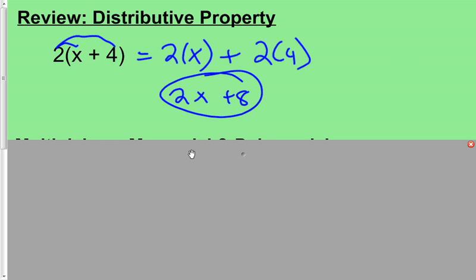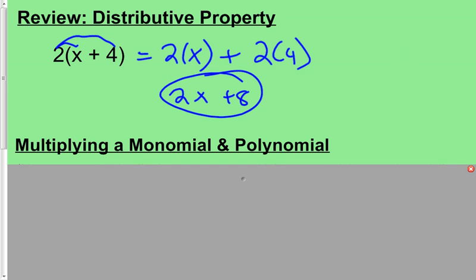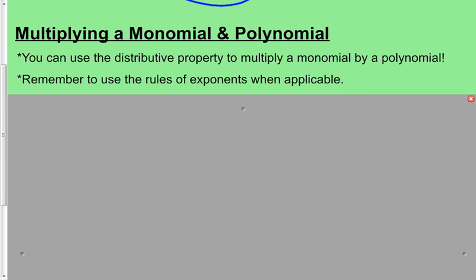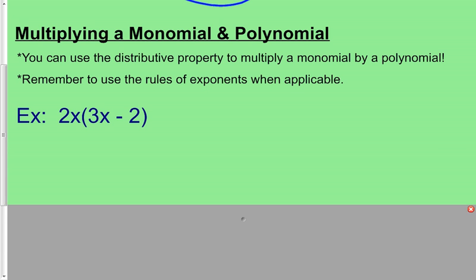All right, so if you know how to do the distributive property, you know how to multiply a monomial by a polynomial. So remember, a monomial is just one term, or an expression that just has one term, and a polynomial has multiple terms. So, a couple of tips here. You can use the distributive property to multiply the monomial by the polynomial, but just remember the rules of exponents if you're multiplying exponents.